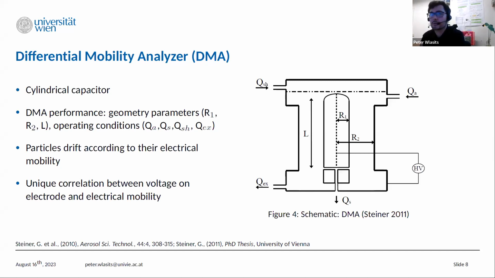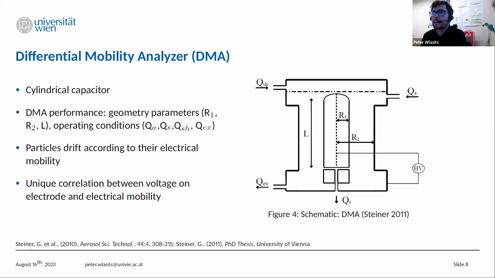Then I thought it is important to remind everyone how a differential mobility analyzer works. That's the instrument that we've been using for the size selection. You can again see a schematic here on the right side. And basically it is a cylindrical capacitor. One electrode is in the middle here, that bullet-shaped electrode. The other electrode would be the outer layer. And in between there is a voltage, so a pretty simple principle also.